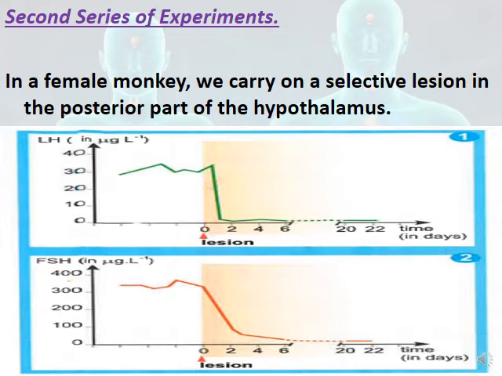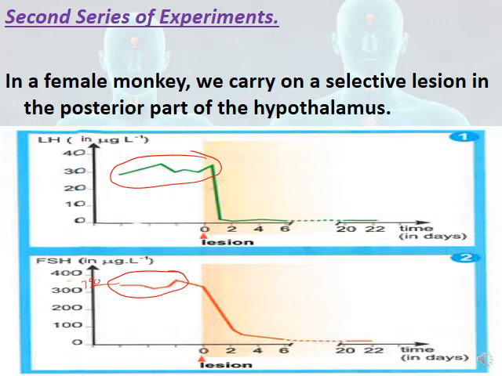In the second series of experiments, in the female monkey, we carry out a selective lesion in the posterior part of the hypothalamus. Before the lesion, the level of LH was about 30 microgram per liter, as shown in document 1 here. And that of the FSH was approximately 350 microgram per liter.